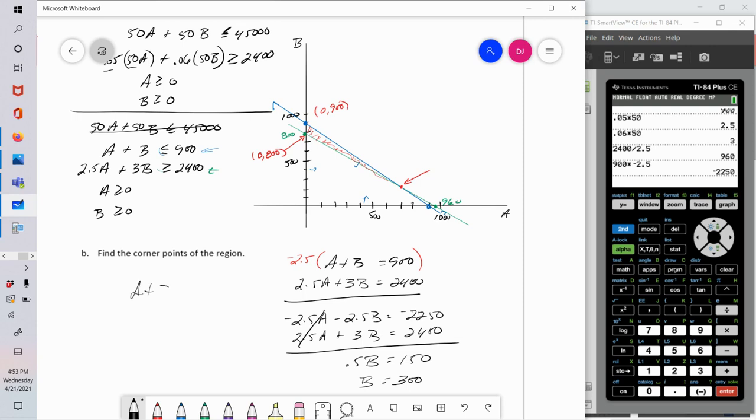Well, remember that A plus B is 900. If B is 300, A must be 600. So this corner point here, A is 600, B is 300. Okay, now I don't use the graphing method to determine, oh, this looks like it's the point 600, 300, but does that seem reasonable based on my graph? Okay, so there are my corner points.